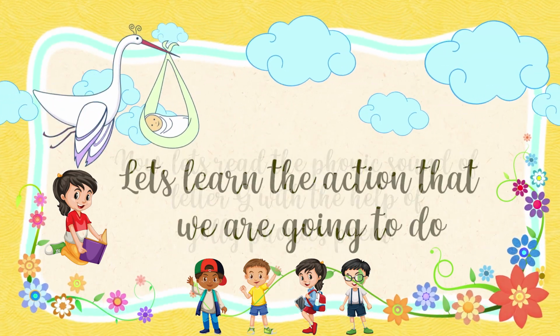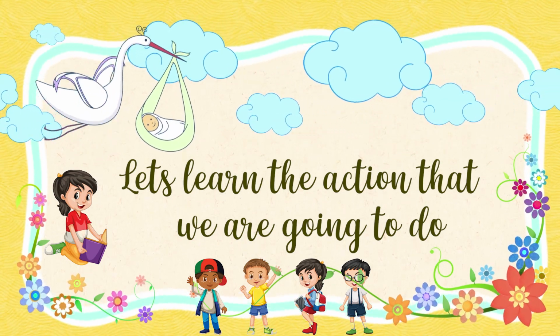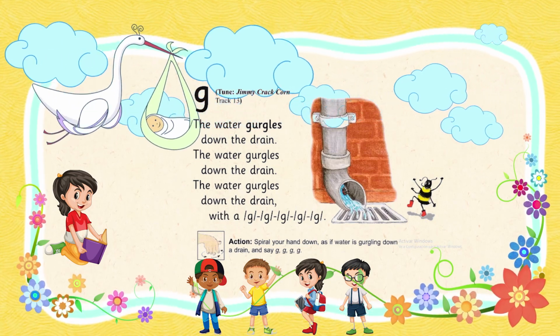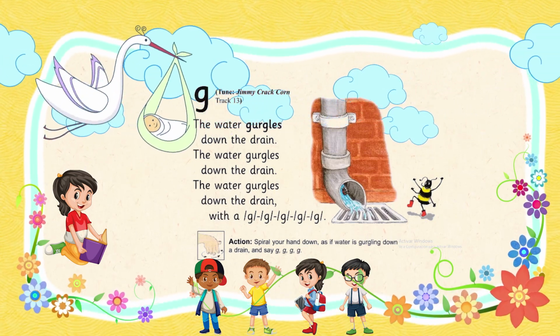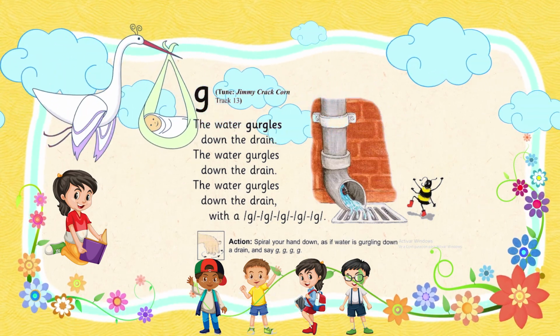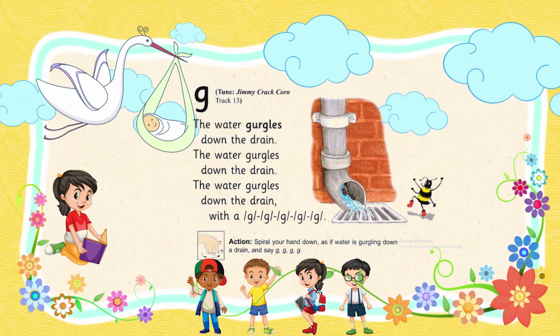Now let's read the phonic sound of letter G with the help of Jolly Phonics and with action. First, let's learn the action that we are going to do. Spiral your hand down as if water gurgles down the drain and say goo, goo, goo. Good.